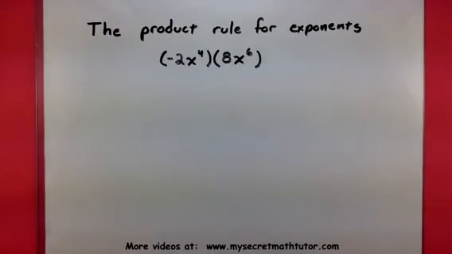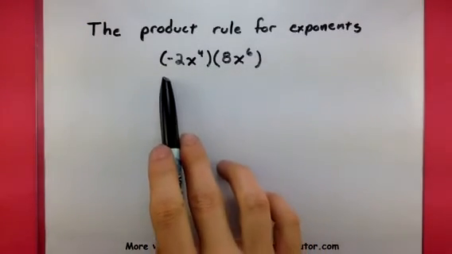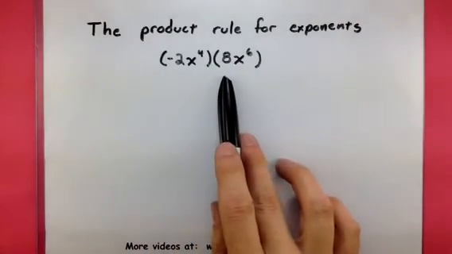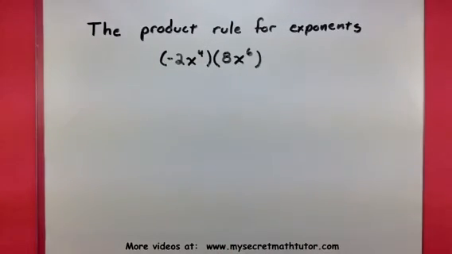In this example, we're going to look at the product rule for exponents and see how that helps us simplify an expression. So in the example problem we're going to work through, I have negative 2 times x to the 4th, and that's all multiplied by 8 times x to the 6th.